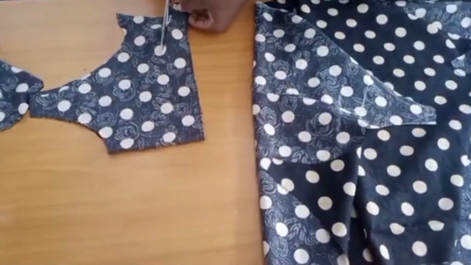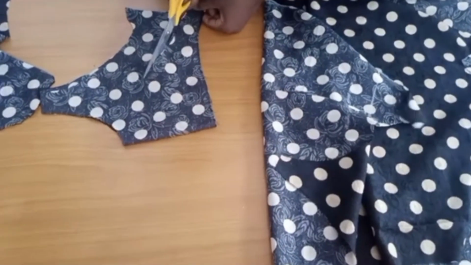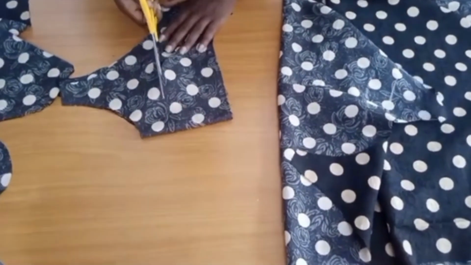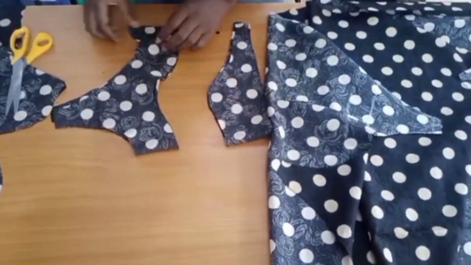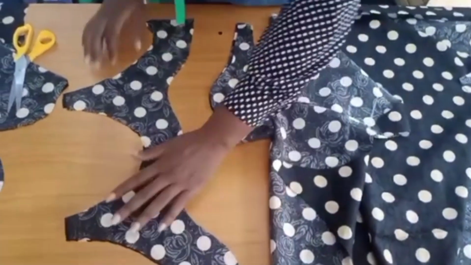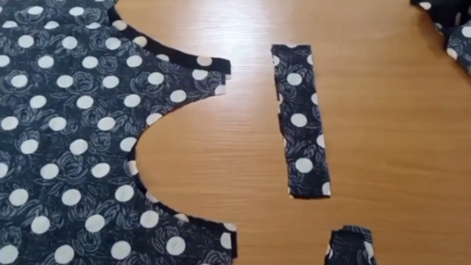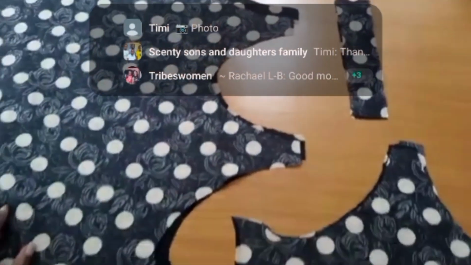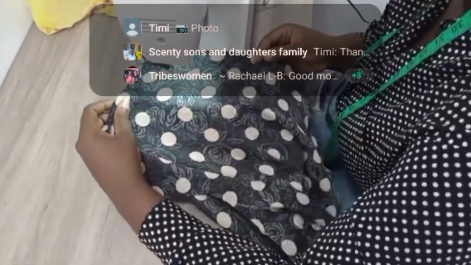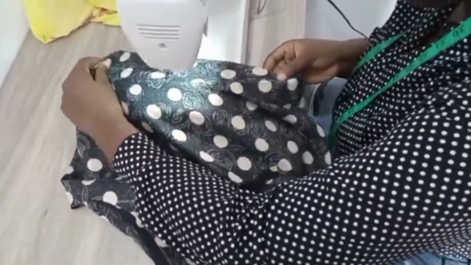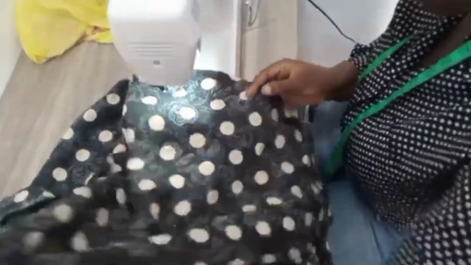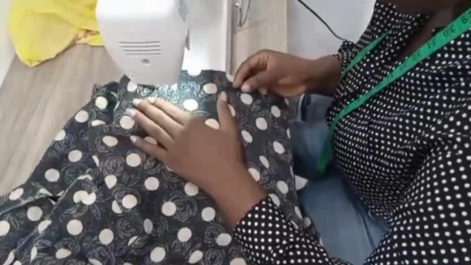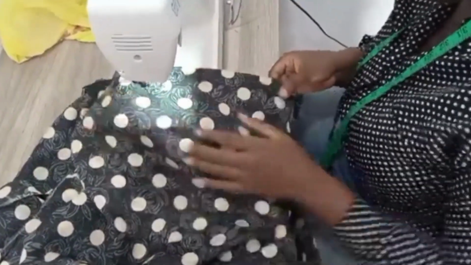Yeah, I just trimmed it off and then gave it a shape just for it to look nice and look like a facing. So I went on to create the straps of about 9 inches long, which were too long for the dress. I later had to adjust it. So the next thing, what was left, was just to sew the fabrics together and get the finished look.